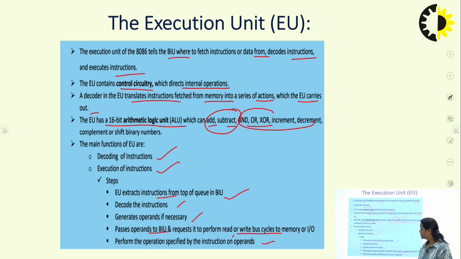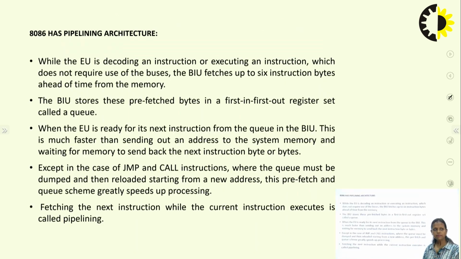Now how does the EU extract an instruction from the top of the queue in the BIU? Here we will see that the 8086 actually has a pipelining architecture.